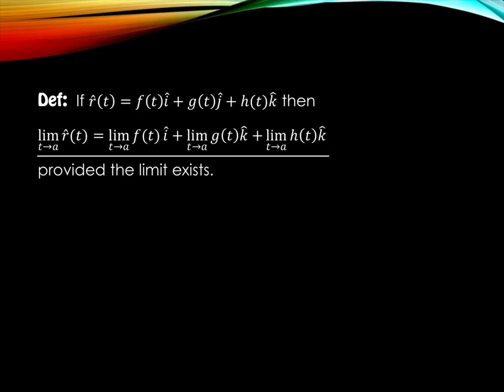On the underlying part with limit of g of t, is that supposed to be a j instead of a k? Yes, thank you.